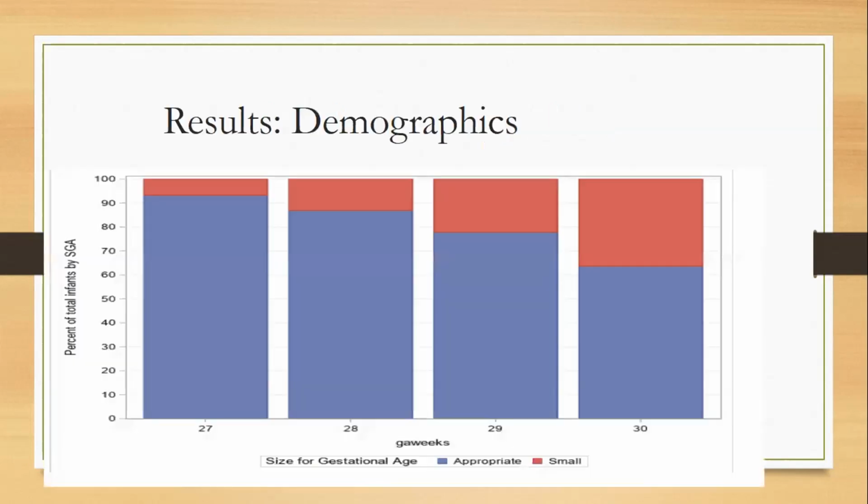All right, this is just another graph showing the proportion or the percentage of infants by SGA. We see that at 27 weeks, about 10% of the cohort was SGA, whereas by the time we got to about 30 weeks, maybe about 30% of the cohort was SGA.